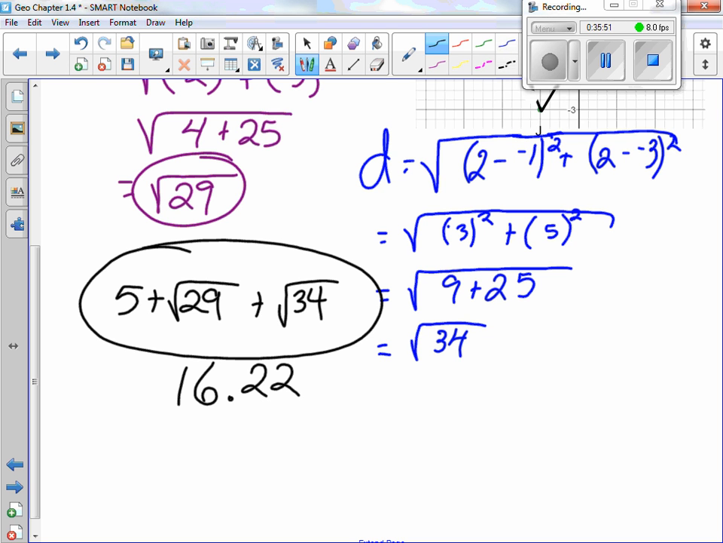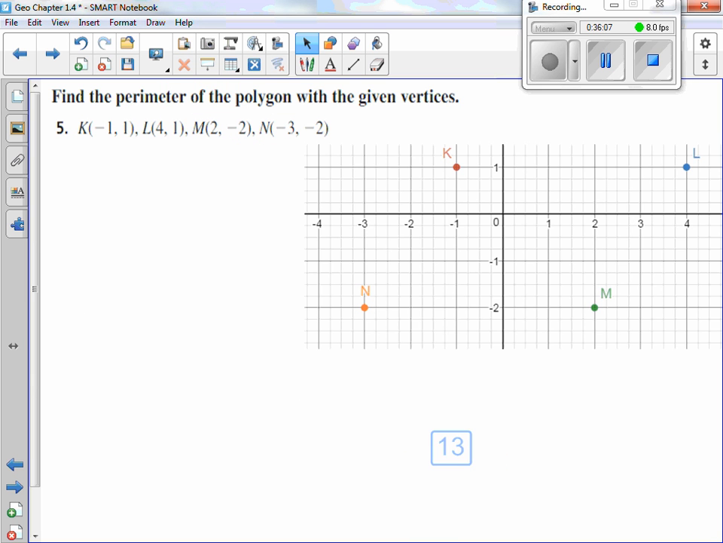Questions on this here? Any questions on anything we've done so far? No? All right. We're going to stop there. We're going to pick this up tomorrow. We don't have too many more. I think we have one more perimeter and then some area. And then we are done.